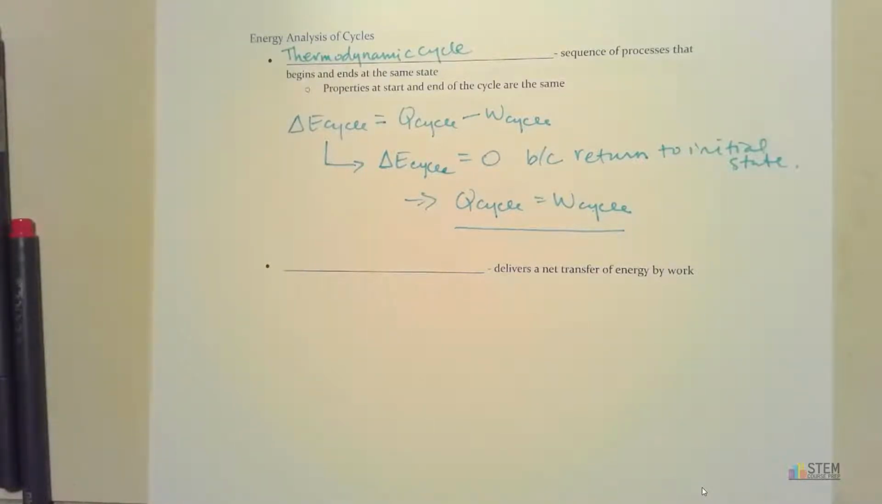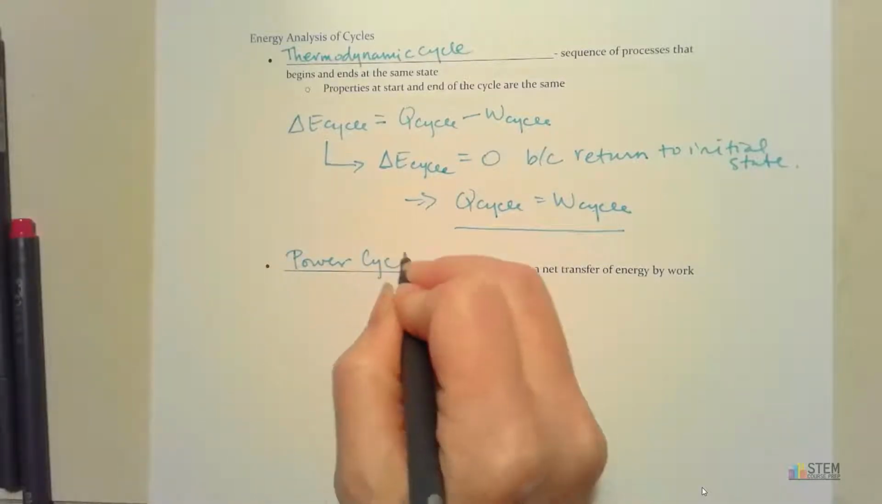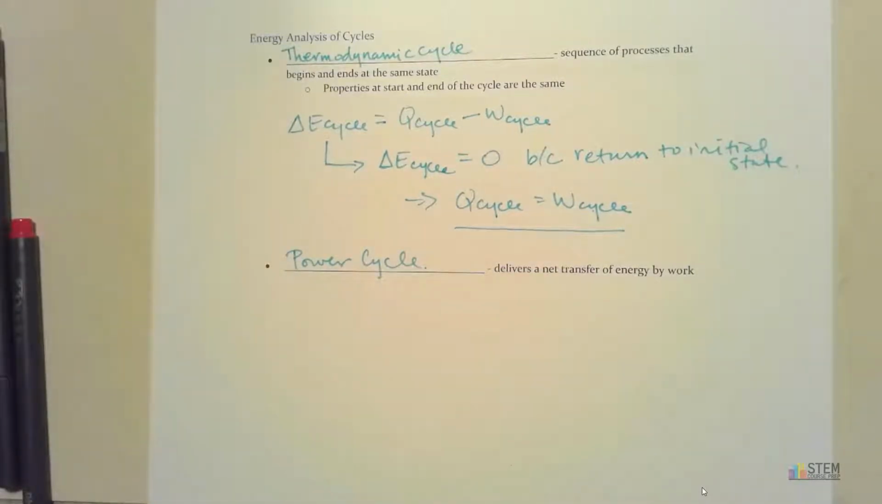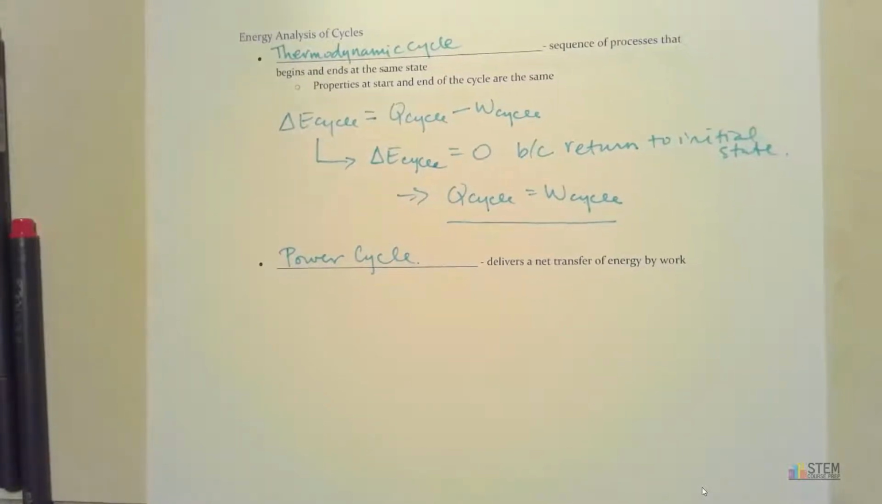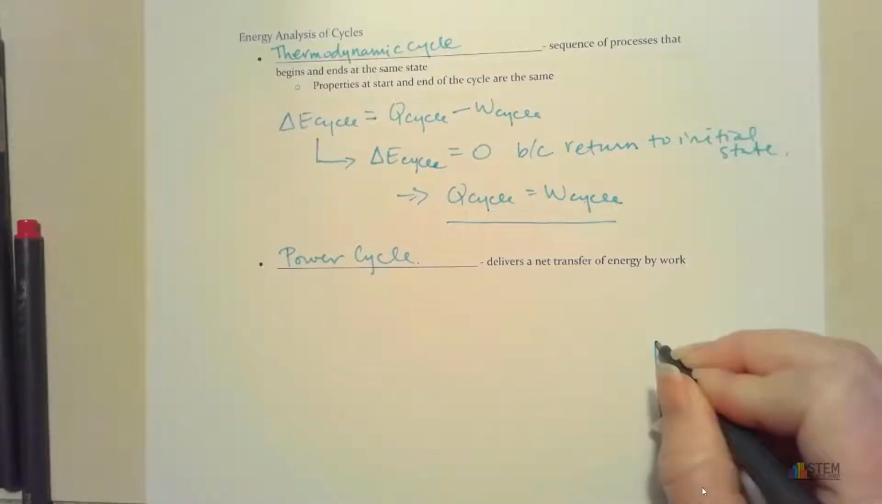Now, the next one we're going to talk about is a power cycle. And if you take a Thermo 2 class, for example, one that would come after this one, you'll learn a lot more about the power cycle. Basically what this kind of cycle does is it's going to deliver a net transfer of energy by work. Okay, and for this one let's draw a picture, make it easier to explain what's going on.